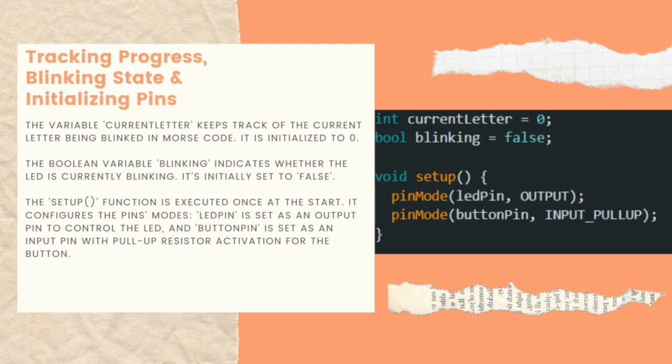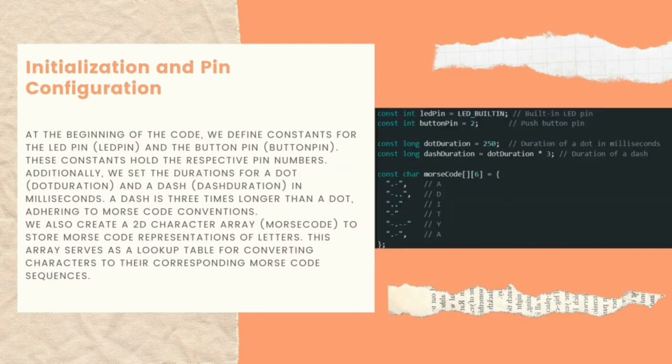Starting with initialization and pin configuration. At the beginning of the code, we define constants for the LED pin and the button pin. These constants hold the respective pin numbers. Additionally, we set the durations for a dot and a dash in milliseconds. A dash is 3 times longer than a dot, adhering to Morse code conventions. We also create a 2D character array to store Morse code representations of letters. This array serves as a lookup table for converting characters to their corresponding Morse code sequences.